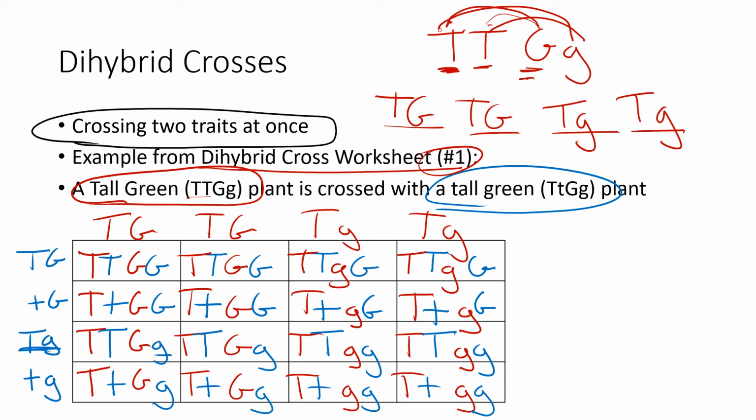So what we want to know is how many individuals are both tall and green.